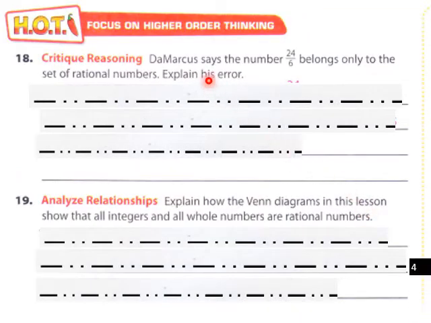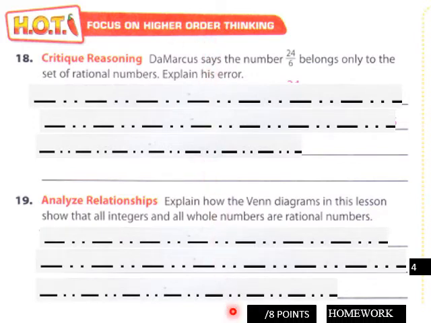And page 4, higher order reasoning here. You got 8 points back here on page 4. Critique or critical reasoning. DeMarcus says the number 24 over 6 belongs only to the set of rational numbers. Explain his error and explain how Venn diagrams in this lesson show that all integers and all whole numbers are rational numbers. Explain that. And full sentences, student. Explain means full sentences, and explain means full sentences. So 8 points here on page 4.